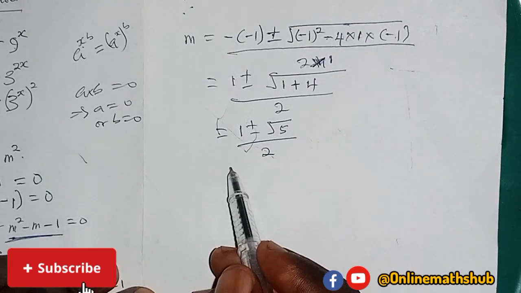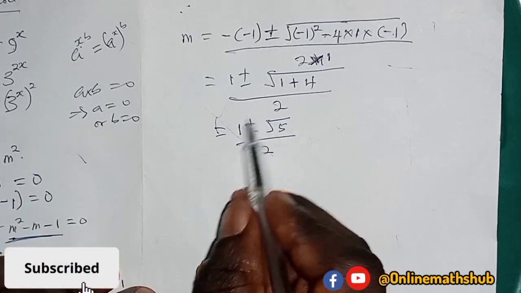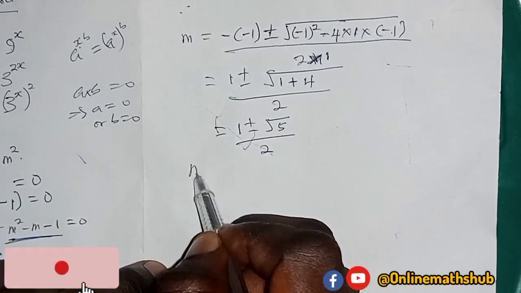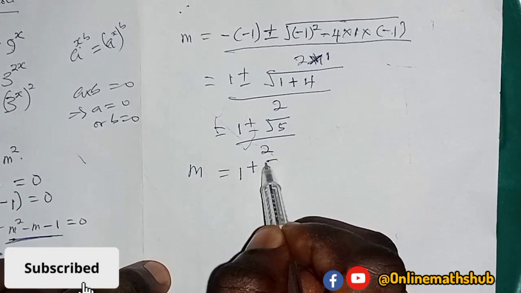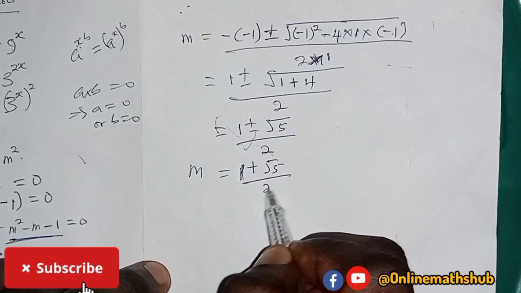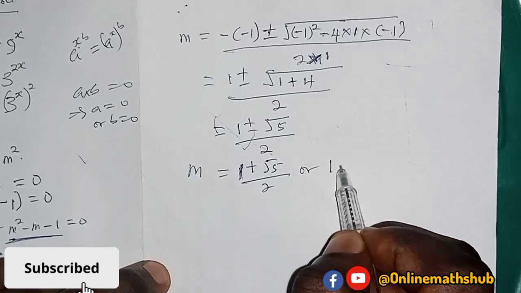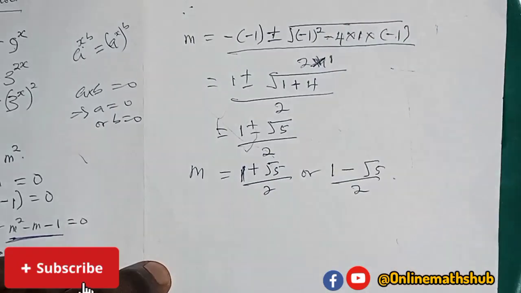So you can see from here that we have two expressions for our m. The first one is that m is equal to 1 plus root 5 all divided by 2, or 1 minus root 5 all divided by 2.